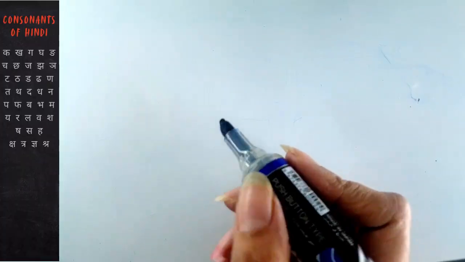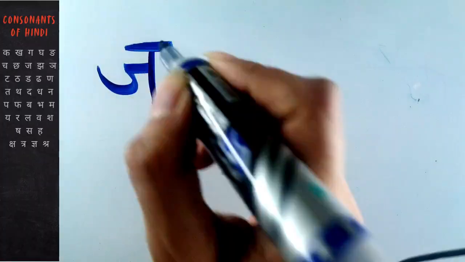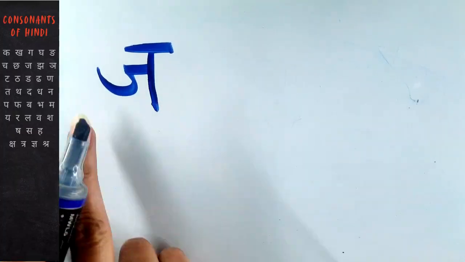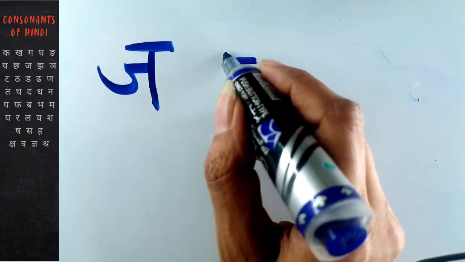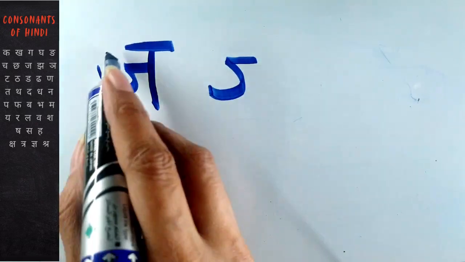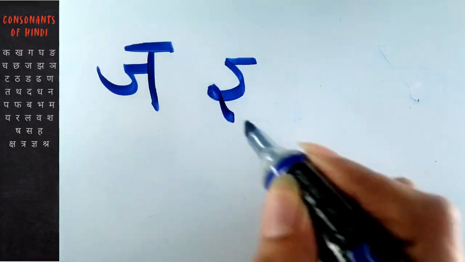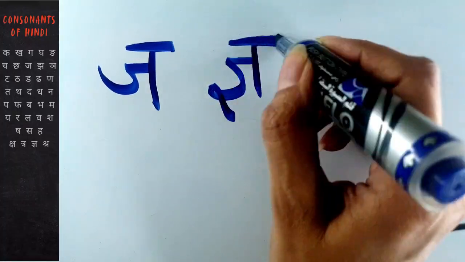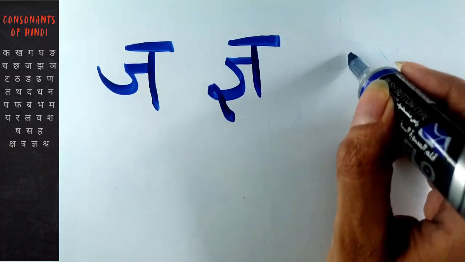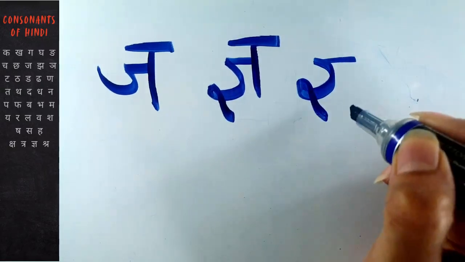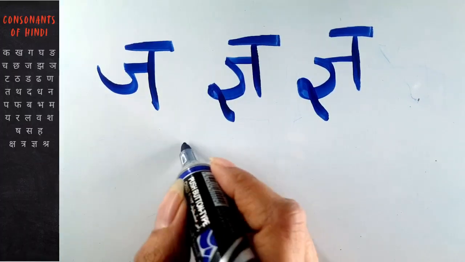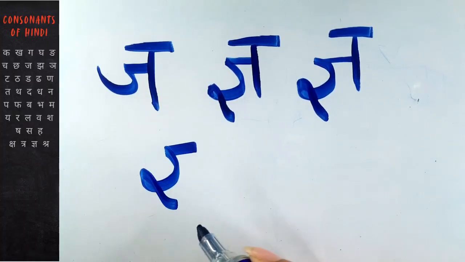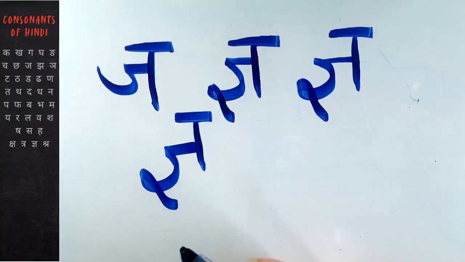Then we have gya. If you remember, we had done ja, which was this, right? So gya looks something like this, but you start like this from here and you just go here. You don't go till the top, you just go till here and then you do this loop. That is gya. Okay, once again, this, this, this, and that's gya. Once more. Gya.